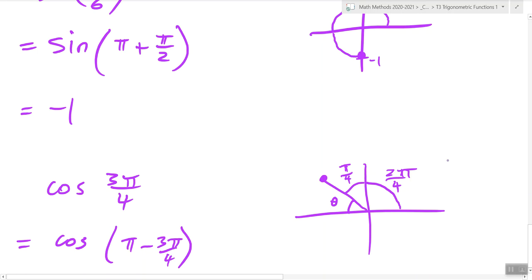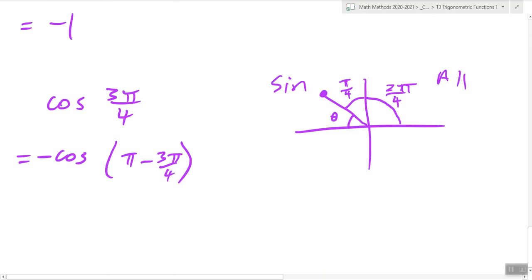So I found the reference angle, pi minus 3 pi over 4, right? The reference angle is pi over 4. That's the first step. Now I look at the quadrant it's in. All are positive, sine is positive. So it's going to be negative. So I put a negative sign out the front, okay? So it's equal to negative cos pi over 4.